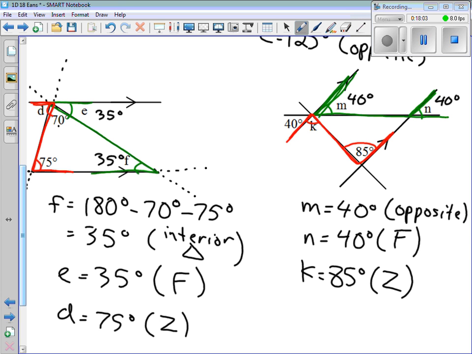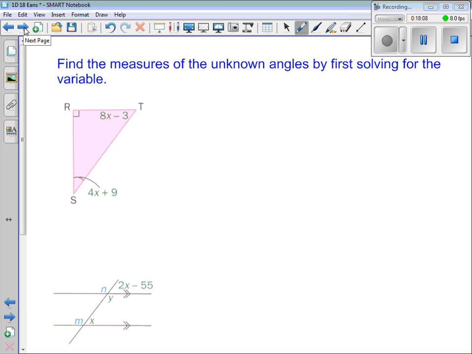Now, the one other kind of question that you need to be able to do here involves a little bit more algebra. Okay, so it's taking all of these angle relationships that we've talked about in terms of parallel lines and transversals, interior angles of triangles, exterior angles of triangles, complementary, supplementary, et cetera. And instead of giving you the values for the angles, they give you algebraic expressions here.